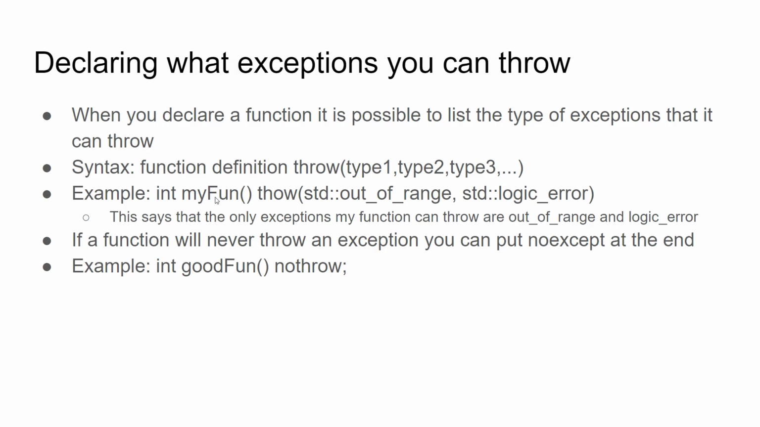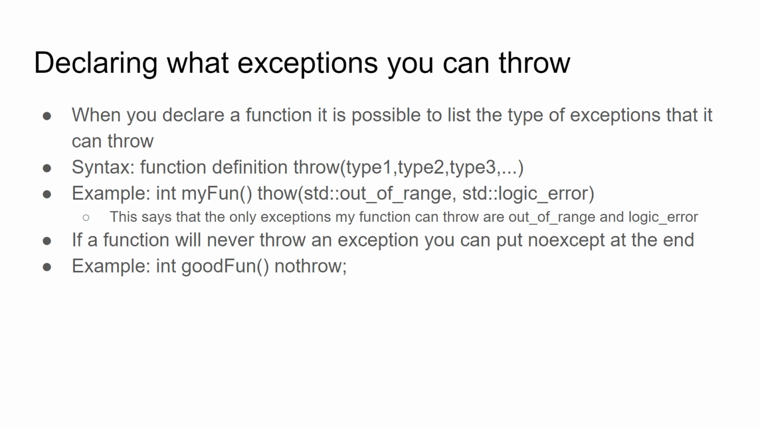For example, you might have myFun. It could possibly throw an out-of-range error or a logic error or any other type of thing that you might throw. If a function will never throw an exception, you can append no throw at the end. And if you ever inherit from a function that has said that it's going to throw something or not throw something, that's part of the signature, so you have to include that in the override of that method as well.